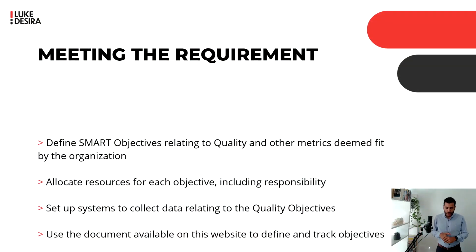So what will you need to do to meet the requirements of the standard? First of all, we will need to define SMART objectives, okay? And I'm going to explain in this presentation what SMART objectives are and how you can use them within your organization. We will then need to make sure that we are allocating enough resources to make sure that we are actually reaching our objectives. And when we are referring to resources, we are not only referring to money, but we are also referring to the time of employees and other equipment, for example, that might be required for us to reach these objectives. So first we need to have SMART objectives, then we need to allocate the resources.